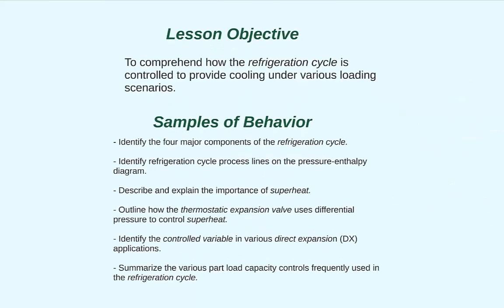The objective for this lesson is for students to comprehend how the refrigeration cycle is controlled to provide cooling under various loading scenarios. The corresponding samples of behavior will be: identify the four major components of the refrigeration cycle. Identify refrigeration cycle process lines on the pressure enthalpy diagram. Describe and explain the importance of superheat.